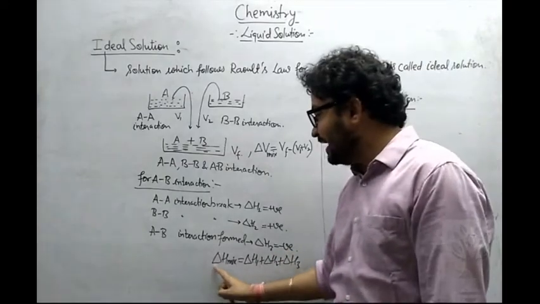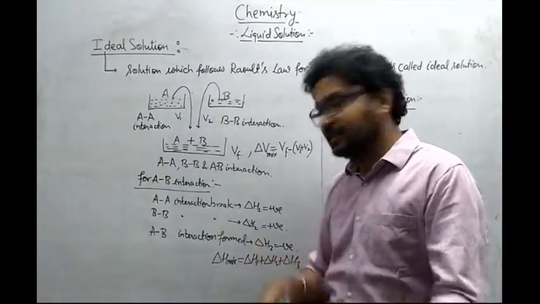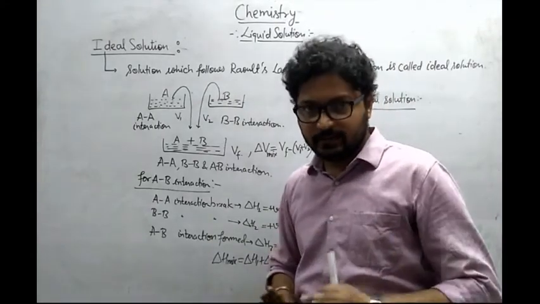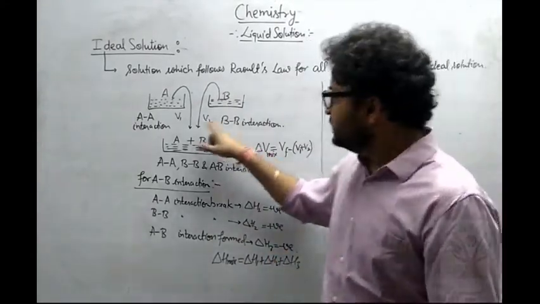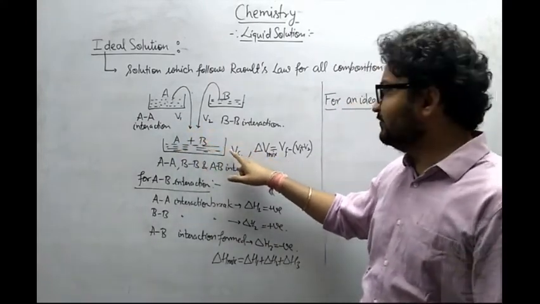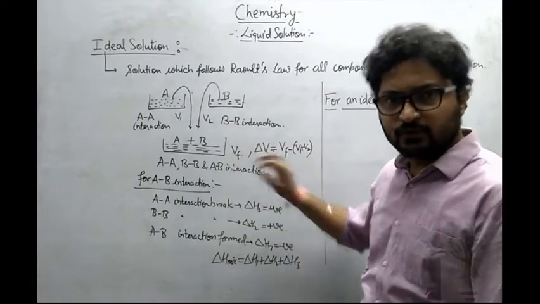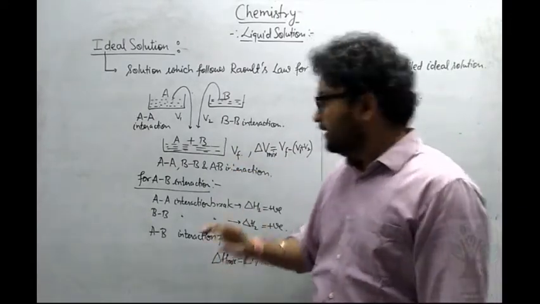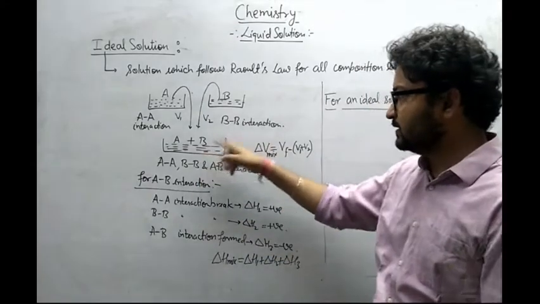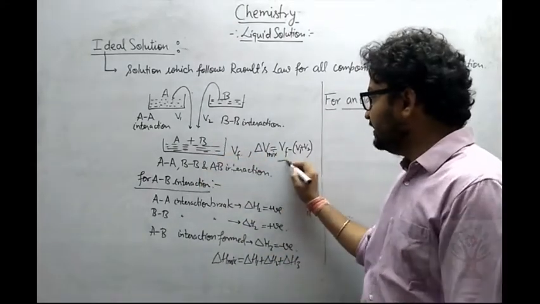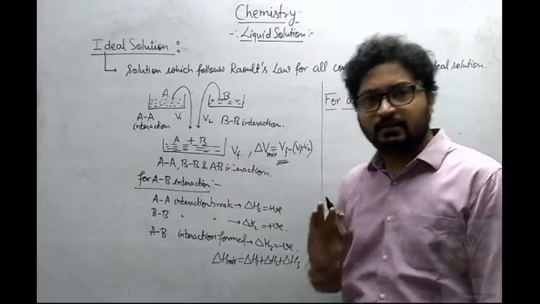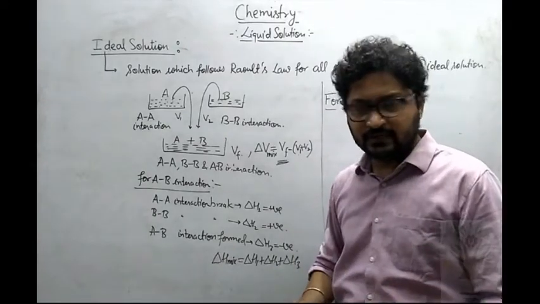Now what will be delta H mixing? Delta H mixing will be delta H1 plus delta H2 plus delta H3. Clear? Now, since you added V1 volume here and V2 volume here, and let's say the solution volume is VF, what will be delta V mixing? Means what is the volume change during this process? Volume change will be the final volume VF minus the initial volume V1 plus V2. Are you getting this?